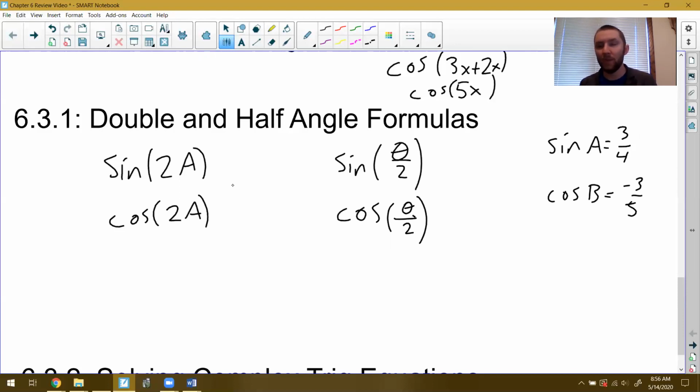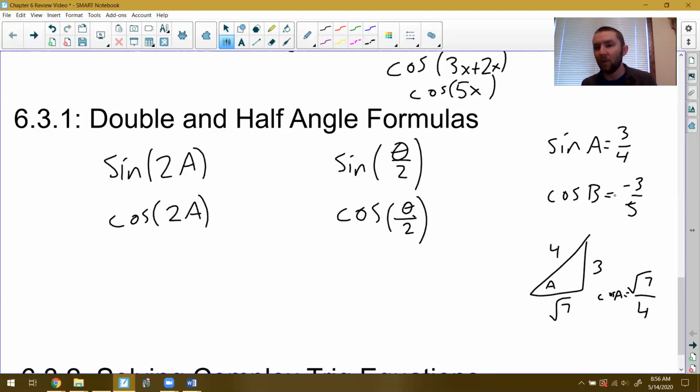Because all of these formulas are based on the sine of A, the cosine of A, the sine of B, the cosine of B, and this information, if we make ourselves a triangle for A, and we know that the sine is 3/4, we can find this value here. 16 minus 9 is 7. This would be the square root of 7, so the cosine would be radical 7 over 4. That's cosine of A.